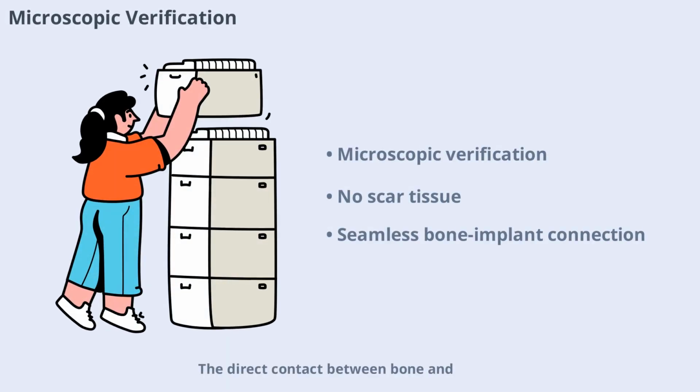The direct contact between bone and implant surface can be verified microscopically. This verification is essential for confirming successful osseointegration. Under the microscope, there should be no evidence of scar tissue, cartilage, or ligament fibers between the bone and the implant. Instead, the bone should be seen growing right up to the implant surface, forming a seamless connection. This microscopic evidence is a key indicator of the quality and success of the osseointegration process, ensuring that the implant is securely anchored within the bone.